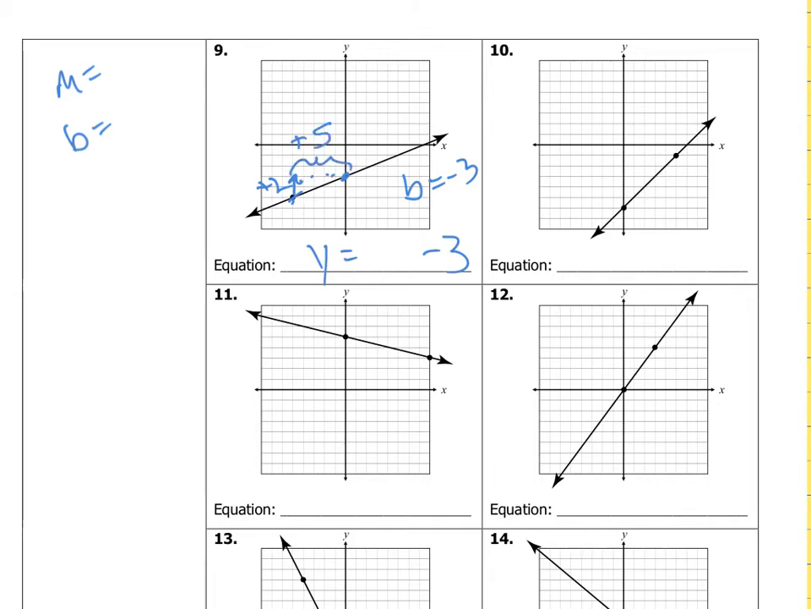A positive 5. Okay, so our slope for this particular one looks like it's going to be a rise of 2, a run of 5, and don't forget the x variable. Now, is this positive or negative? Well, you should be saying positive because we went up and we went to the right. Fantastic. So our equation for this line is y equals 2/5 x minus 3.